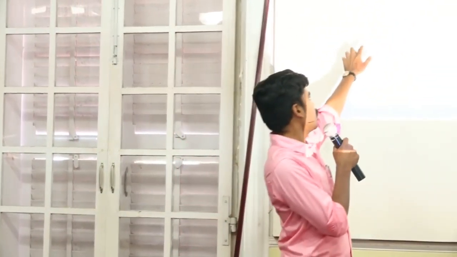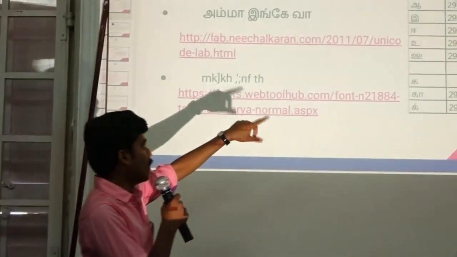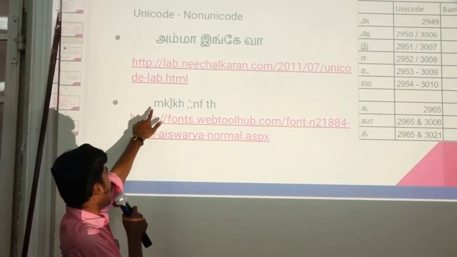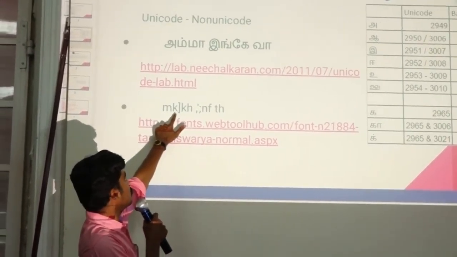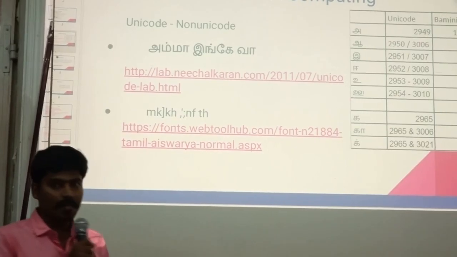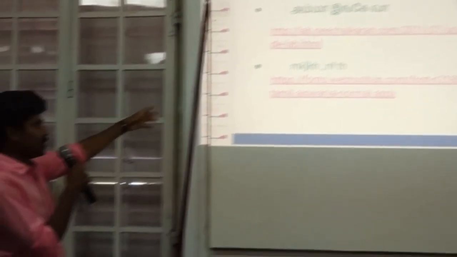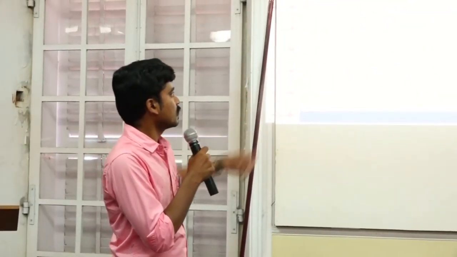Okay. So here, one more comparison, as I said: for Unicode, you have a numeric mapping. For Bamini, you have a different type of mapping. For example, for M it is 109. If you want to type Amma, this is for A, this is for Ma, and this square bracket is for a dot, a full stop. So this is how non-Unicode fonts work. These are some URL links that if you note down, you can later see how it actually looks.